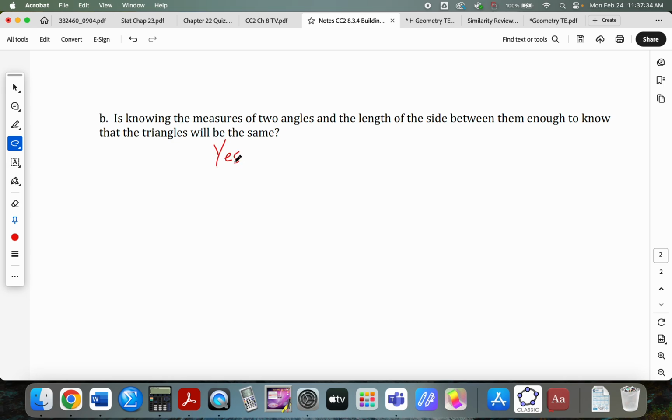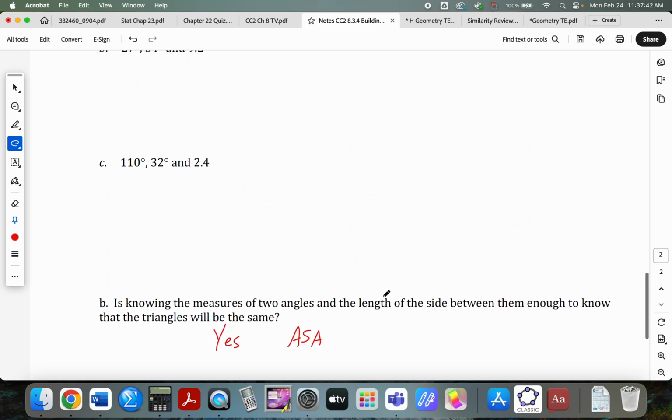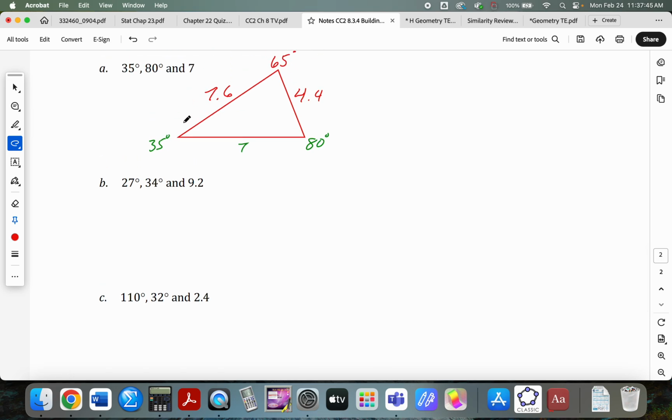Yes. And again, when you get to geometry, we call that angle, side, angle, because the side is in between the two angles. If you look back up here at this picture, I've got an angle, and then a side, and then an angle, all right here in a row. So that's why it's called angle, side, angle. I do want to show you one thing before we go on.